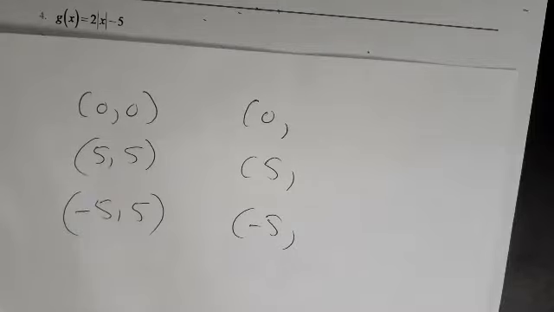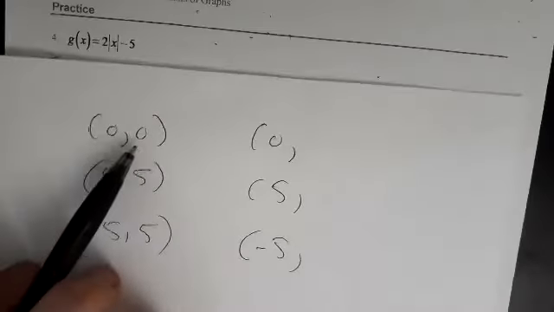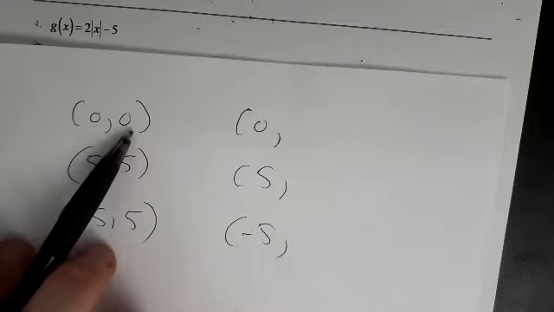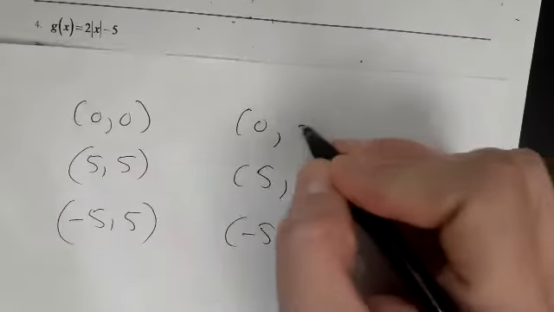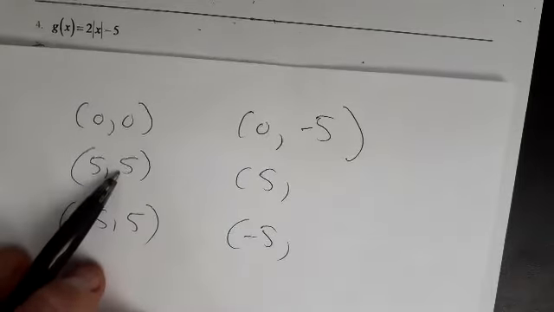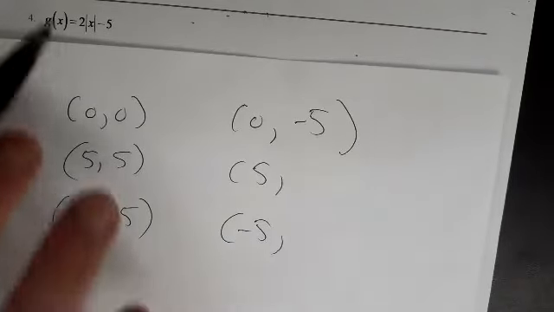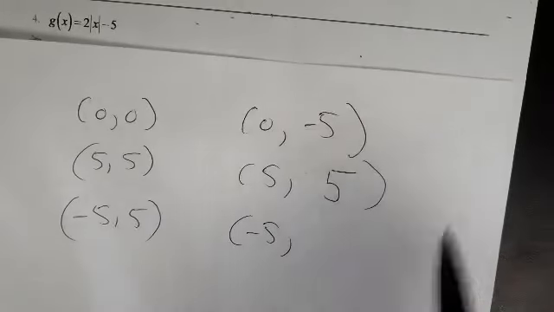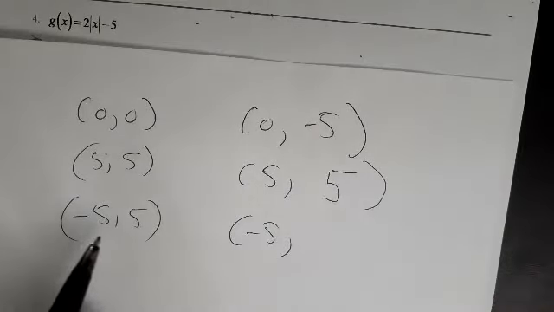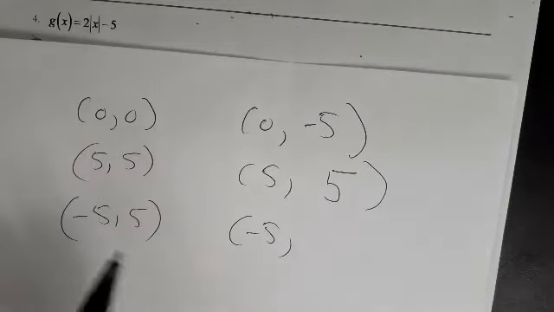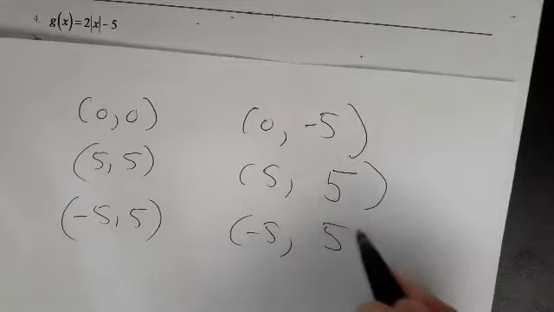I am doing this operation, but I'm really only doing this operation to this thing. So I do 2 times 0, 2 times the absolute value of 0 is 0, and I have to subtract 5. So this should be negative 5. If I do 2 times the absolute value of 5 is 5, 2 times 5 is 10, then I subtract 5, I should be getting 5. And if I plug in a minus 5, 2 times the absolute value of minus 5 is 2 times 5, that is 10, and then I subtract 5, is going to give me 5.